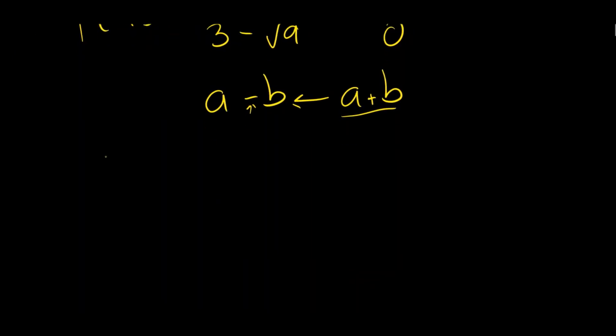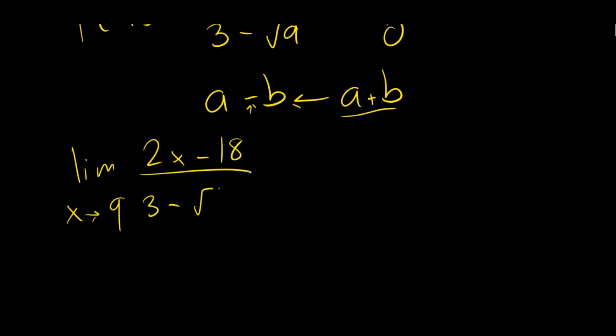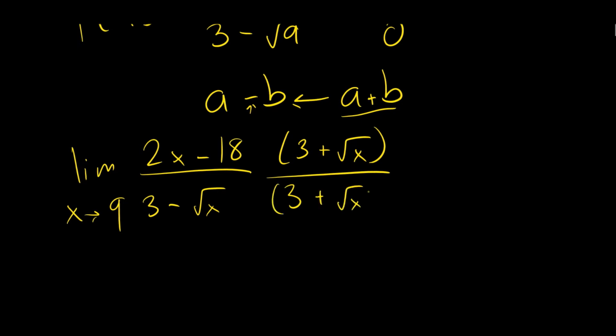So let's do that. So we'll have now the limit as x approaches 9 of 2x minus 18 divided by 3 minus the square root of x. And we're going to multiply by the conjugate of that denominator. So that'll be 3 plus the square root of x divided by 3 plus the square root of x. And this actually does not change the limit value because by multiplying and dividing by the same thing, we end up just multiplying by 1. That doesn't really change the value of anything, does it?